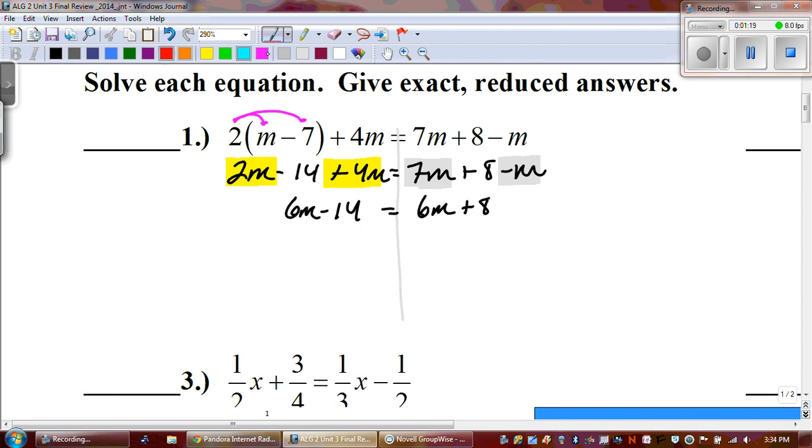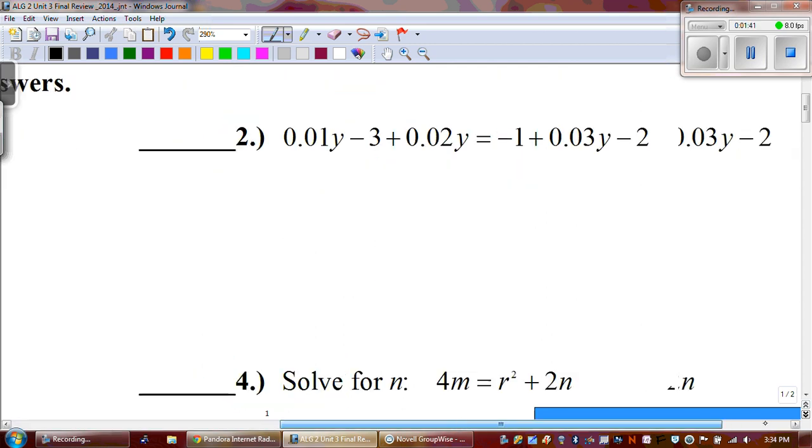Okay, now we need to get the variables on one side, so I'm just going to subtract 6m, but when I subtract it from the other side, they both cancel out. And then we're left with negative 14 equals 8. Does negative 14 equal 8? I don't think so. So our answer to number 1 is no solution. All right, number 2.